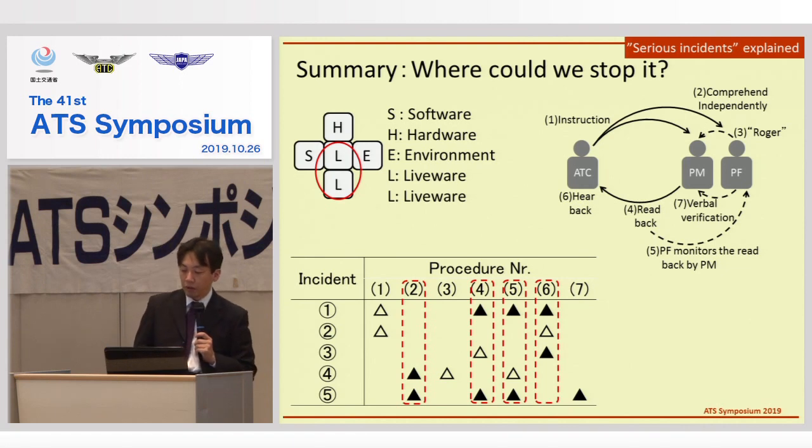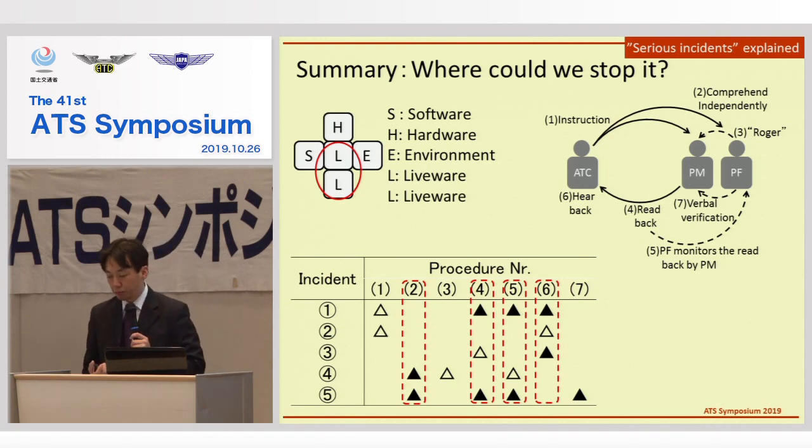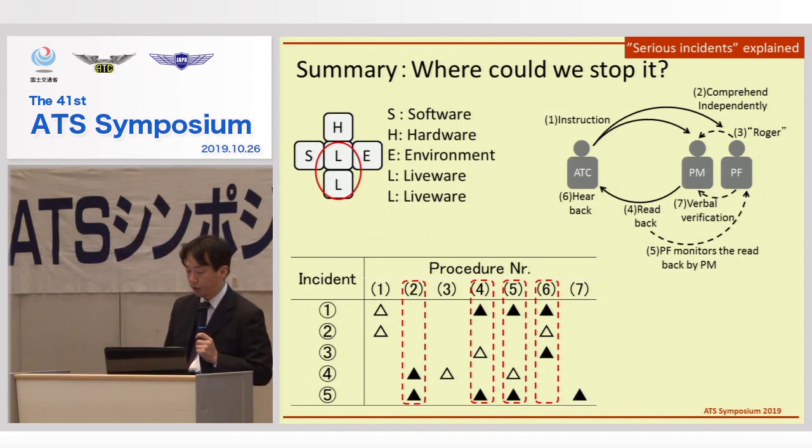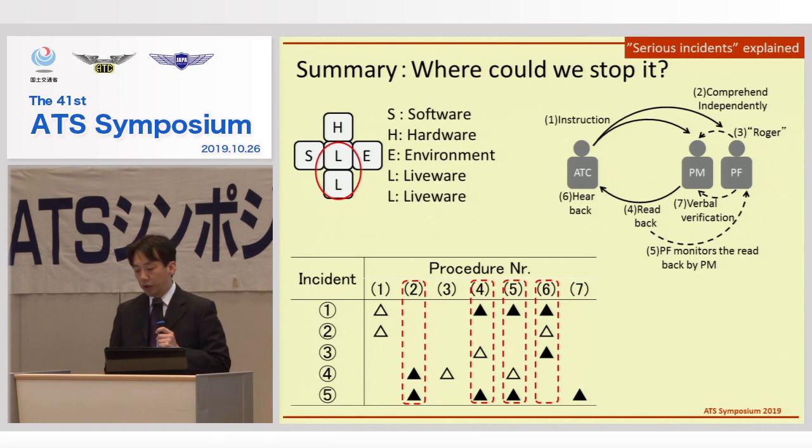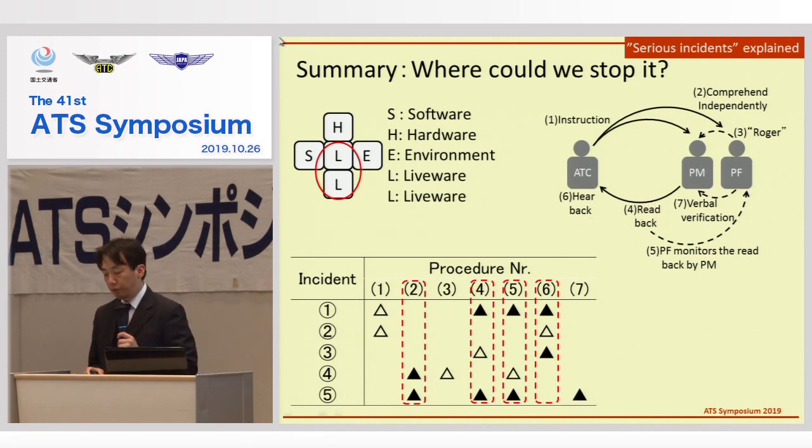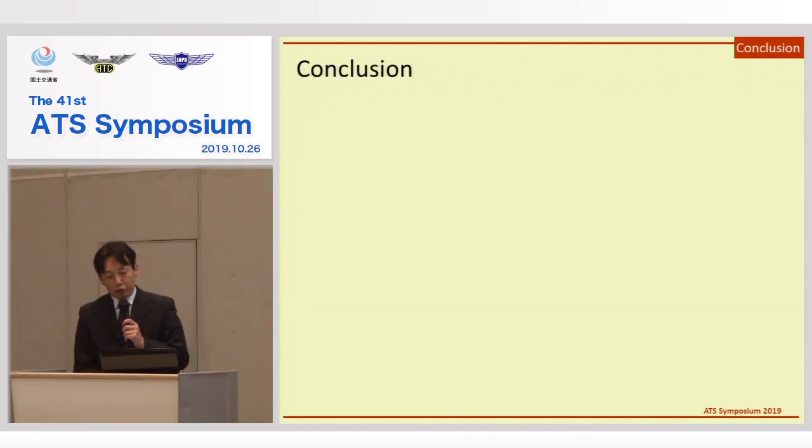And step 2 may have something to do with inappropriate cockpit culture or trans-cockpit authority gradient. On the other hand, steps 4, 5, and 6, readback and hearback, can be improved from your next flight by just calming yourself down, because they are influenced by time pressure. Now let's go to the conclusion.